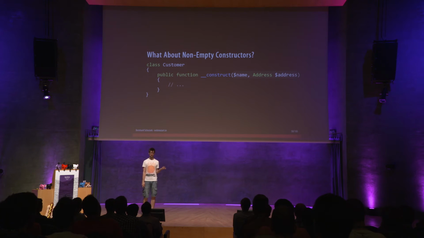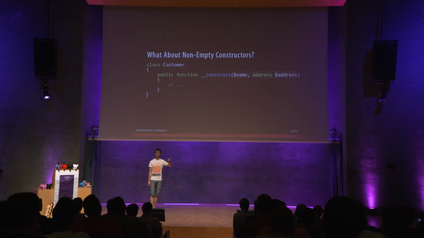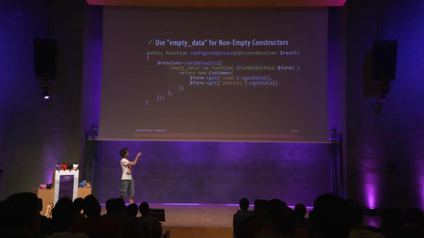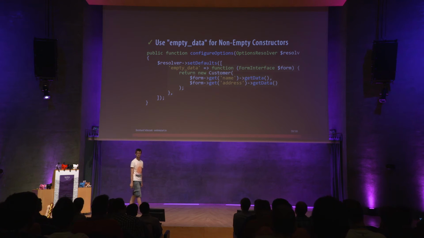But what about non-empty constructors? What if you want to pass some data when you construct an object? Here, for example, a customer that always needs to have a name and an address. If you have such a case, you can use the empty data option of your form and pass a closure that creates the new object. So by default, this empty data option will just return a new object, but you can change it to return a new object and pass data from your form.